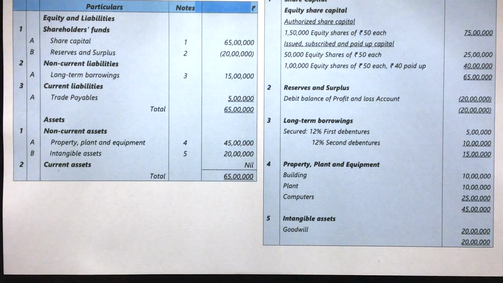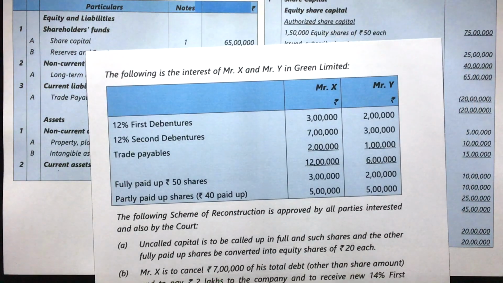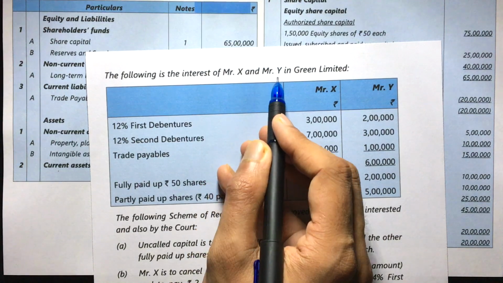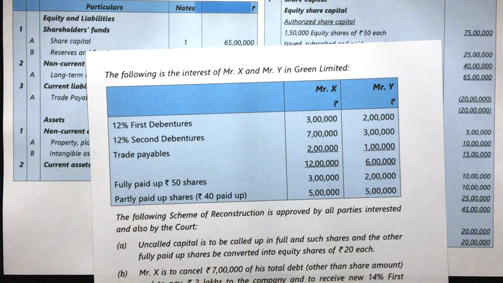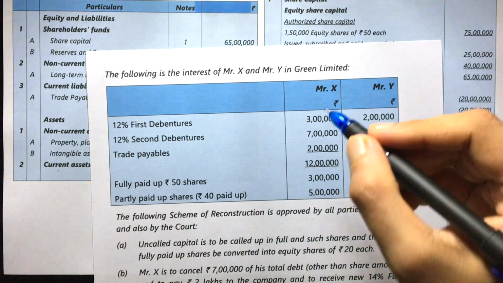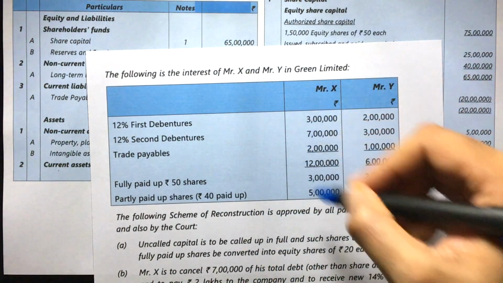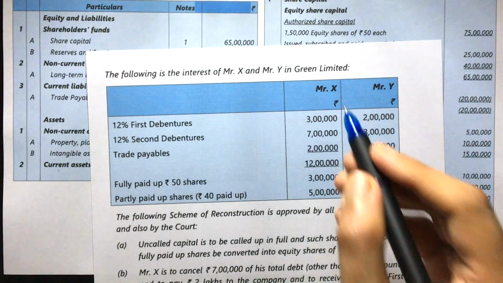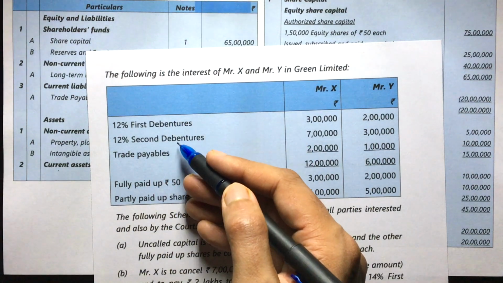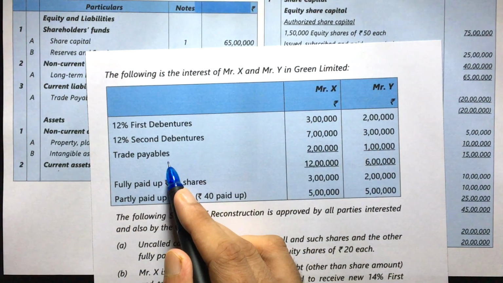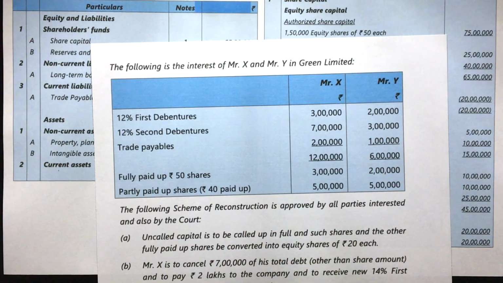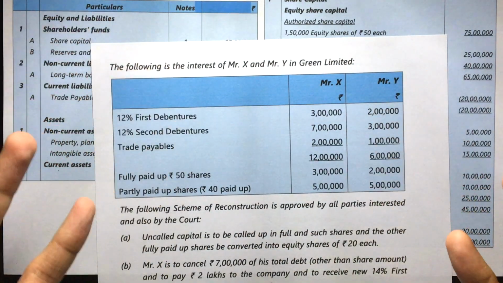Now let's come to the scheme of internal reconstruction. The following is the interest of Mr. X and Mr. Y in Green Limited. This is what I was talking about: the question is talking about specific individuals. They are saying Mr. X and Mr. Y have this much interest in our company. Mr. X is a first debenture holder, second debenture holder, also our creditor, and he's also our shareholder. Same with Mr. Y also. So they have interest in our company.